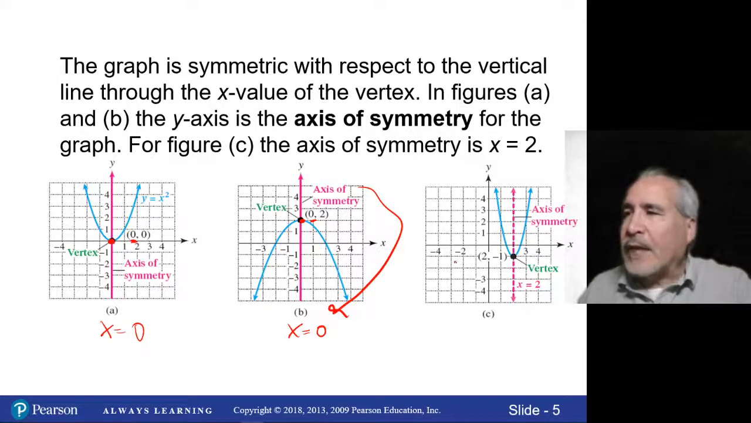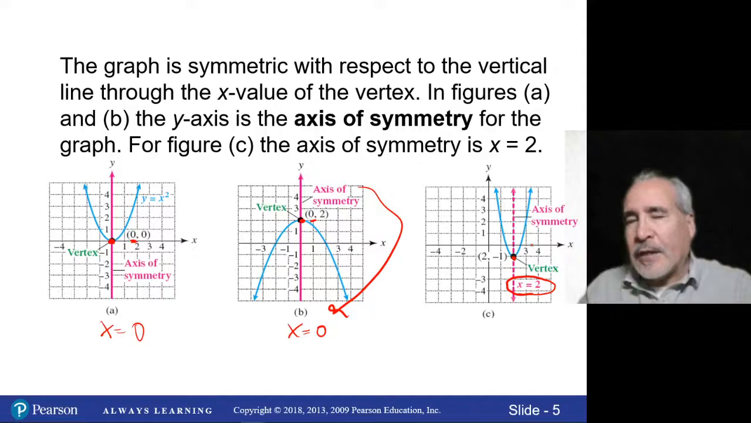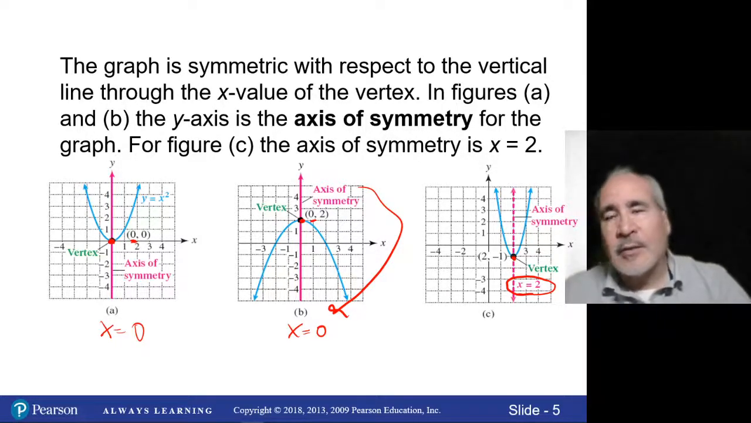And here's one last example. We've got a vertex over here. This is going to be a minimum. It's a low point on the graph, the bottom of the valley. The vertex, we can see, is the point (2, -1). And so that means that the axis of symmetry is going to be the line x equals 2. Anytime we have x equals a number, that's a vertical line. So the axis of symmetry is x equals 2.